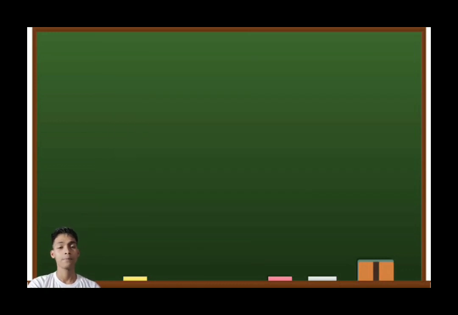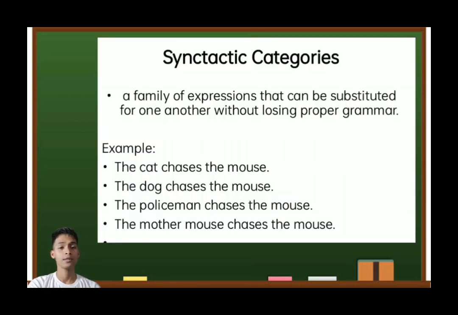Last, we have syntactic categories. These can substitute for one another without loss of grammaticality. For example, the cat chases the mouse. The dog chases the mouse. The policeman chases the mouse. The mother mouse chases the mouse.